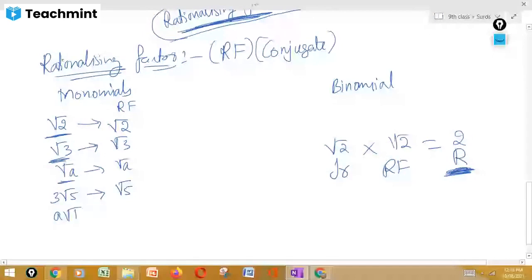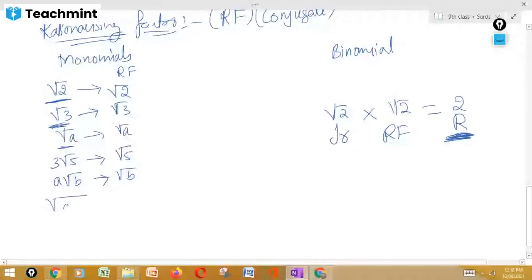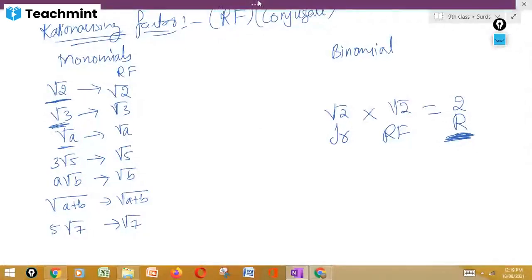A root of B, what is its RF? Root B. Now you are getting my point. Very good. Suppose it is root of A plus B, what is your answer? Root A plus B. Now 5 root of 7, what is your RF? Root 7. Okay, very good.